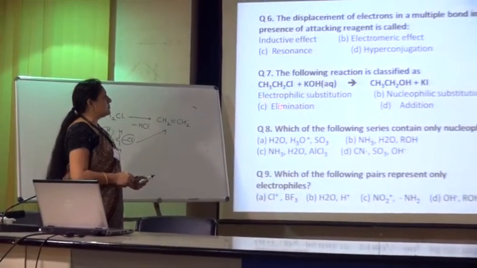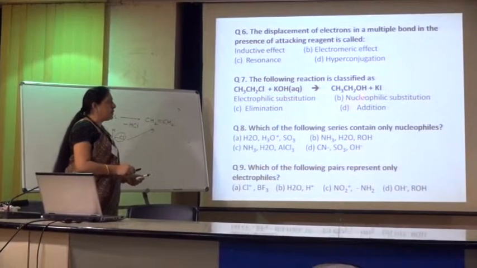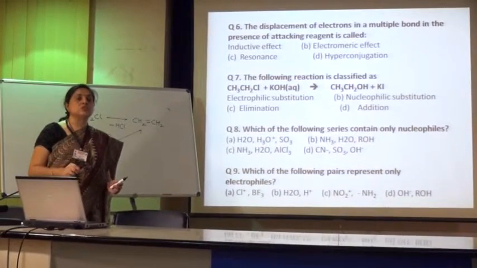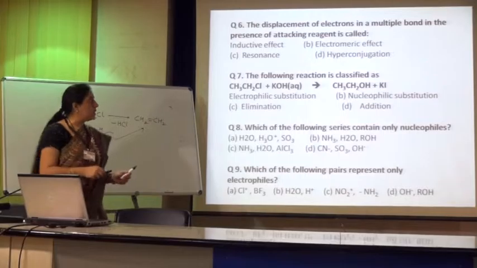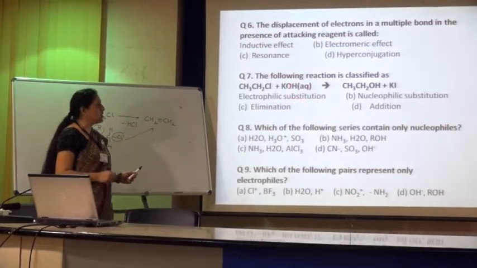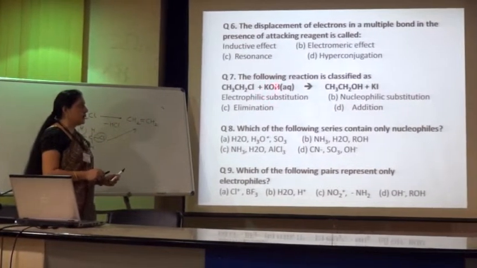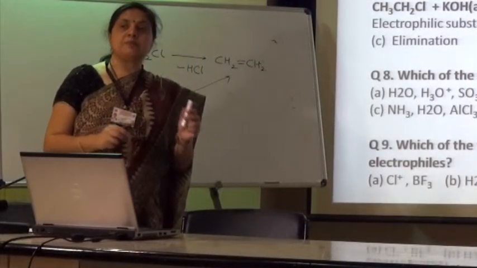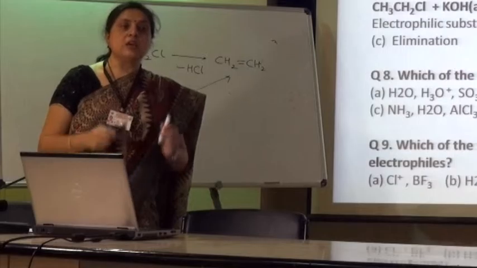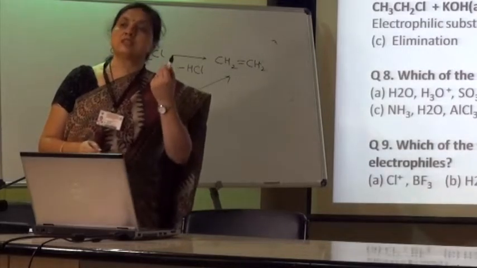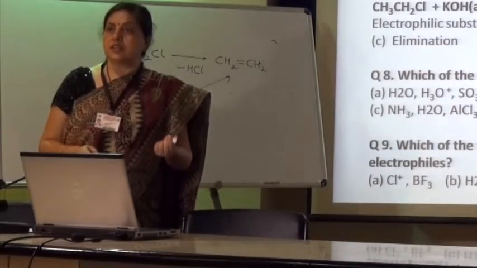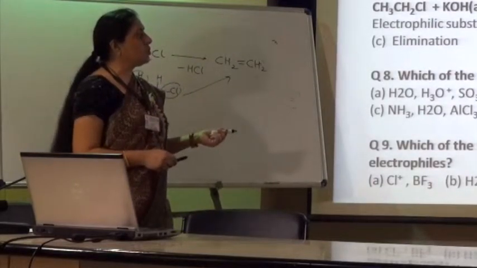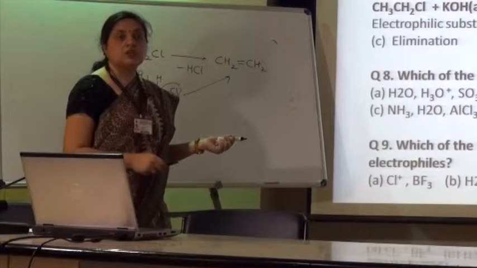Now the question is whether it is an electrophilic or a nucleophilic reaction. Whenever such a reaction is there, you have to see what the attacking reagent is. KOH is the attacking reagent. If you see KOH, that means K plus and OH minus. If OH minus is there, that means it's a nucleophile, isn't it? That's a nucleophile. So that's why it is a nucleophilic substitution reaction.